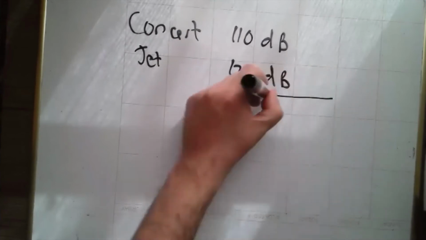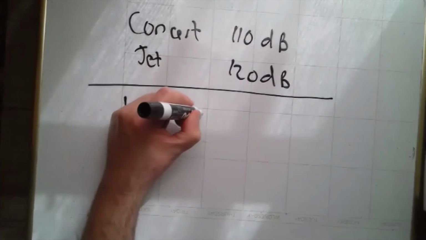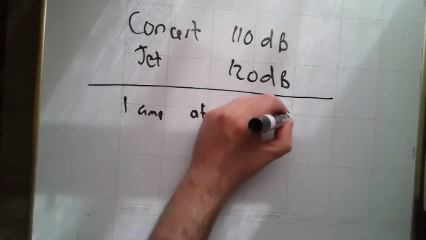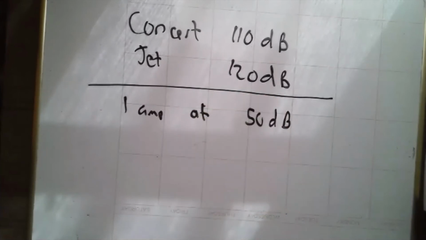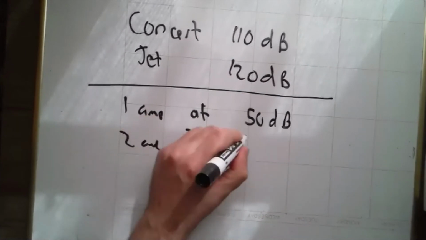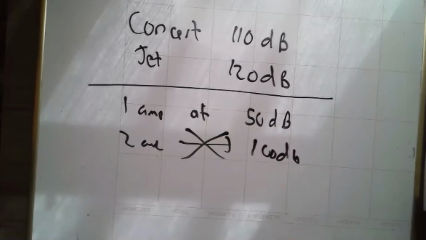So if I have one guitar amp, and say I have it turned up to 50 decibels, then 2 amps is not 100 decibels. It would take 10 amps to get up to 60 decibels. It's not additive. Decibels are not a linear scale.